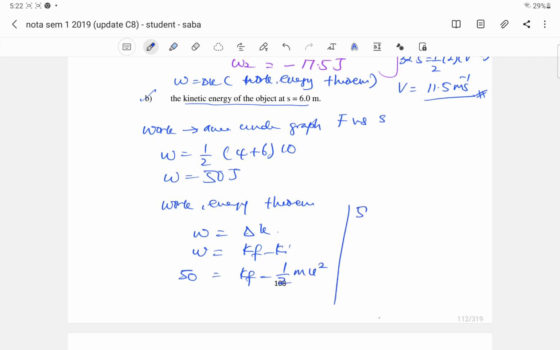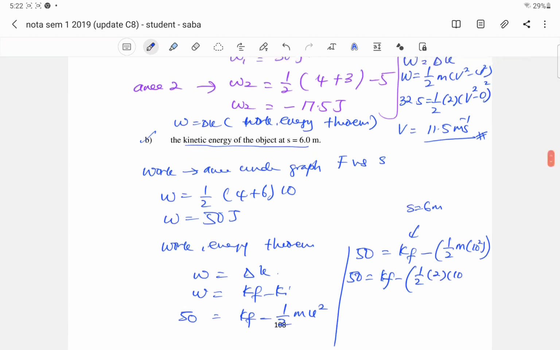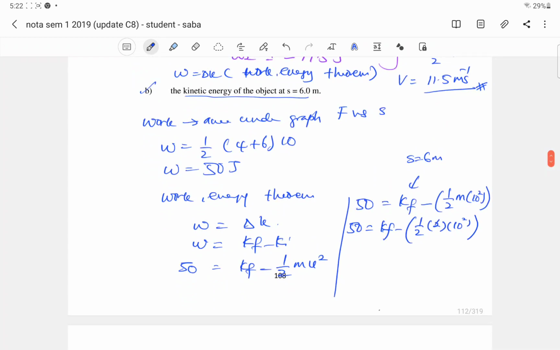So 50 equal to K final minus K initial. K final means at s equal to 6 meters. K initial is at s equal to 0, and u earlier was 10. The mass is 2. Mass is 2, good. So the answer is K final equal to 150 joules.